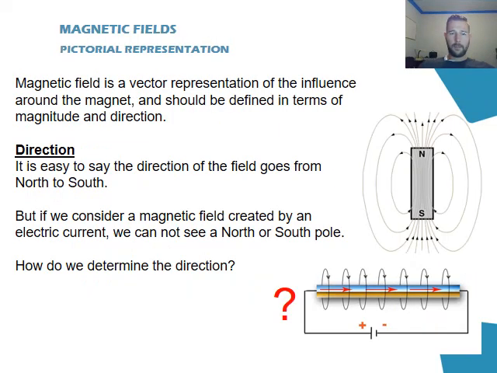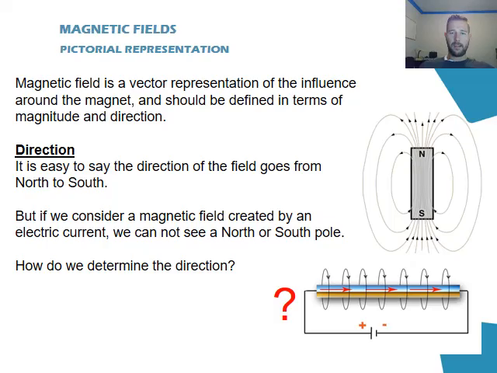So a magnetic field is a vector representation of the influence around a magnet, and because it's a vector, it has both direction and magnitude. So what we're going to discuss now is the direction, and then move on to the magnitude. So the direction of the field lines goes from the north pole to the south pole. So you can see in this diagram that I've got here, the direction, the arrows, go from north to south.